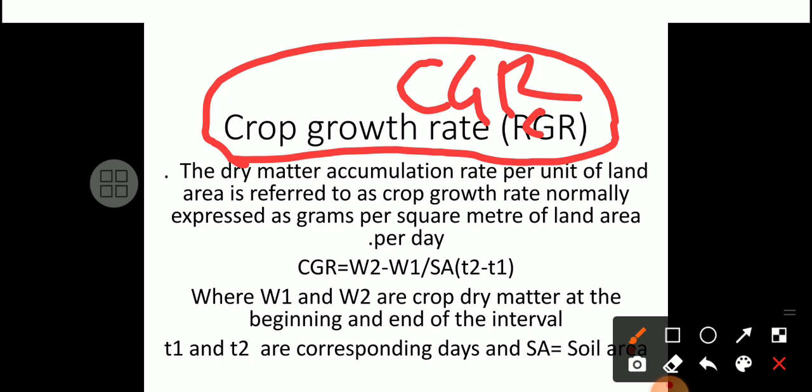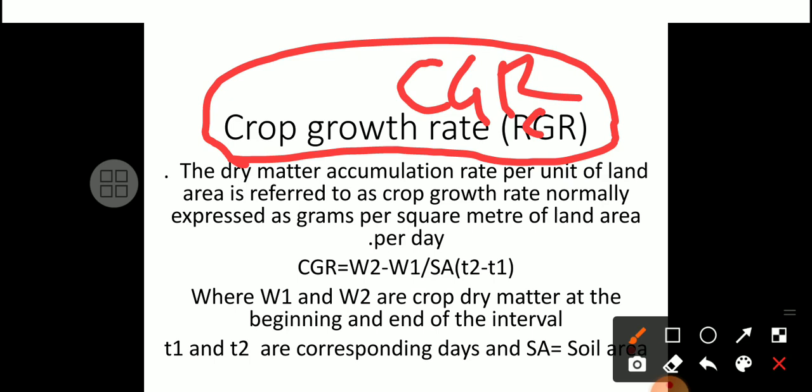Crop growth rate is nothing but the dry matter accumulation rate per unit of land, normally expressed as grams per square meter of land area per day. So crop growth rate is equal to W2 minus W1 divided by the soil area, in brackets T2 minus T1. Now let us understand this crop growth rate measurement formula properly.